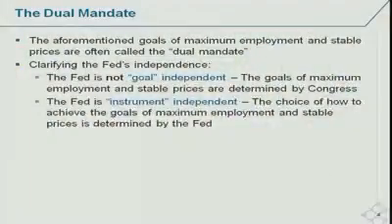And I want to be very clear about what this means. And so I've tried to highlight, again, the notion of independence and differentiating between goal independence and instrument independence. So to be very clear, the Fed is not goal independent. The goals of maximum employment and stable prices are determined by Congress. That's part of the mandate, especially in 1977. However, the Fed is instrument independent, meaning the choice of how to achieve the goals of maximum employment and stable prices is determined by the Fed. So in essence, Congress sets the goals, but gives us operational independence to achieve those goals.